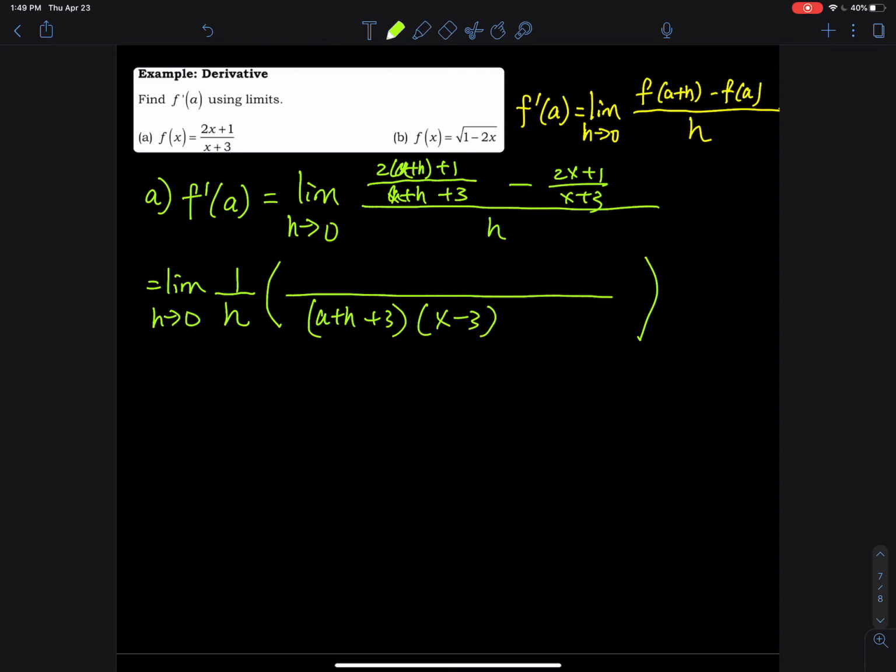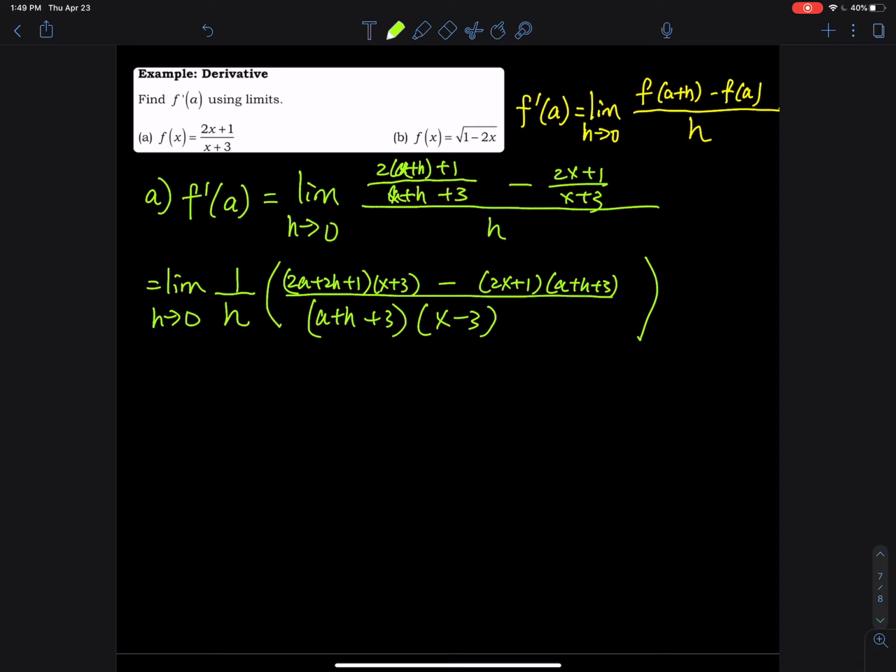So for the first numerator, I am looking for x plus 3. That will be 2a plus 2h plus 1 times a plus 3. And then this is 2a plus 1. I am looking for a plus h plus 3, a plus h plus 3.